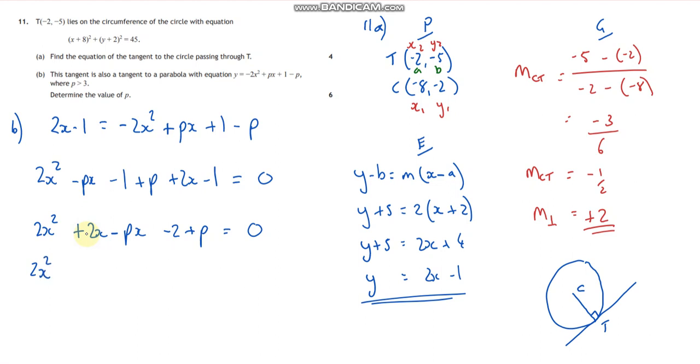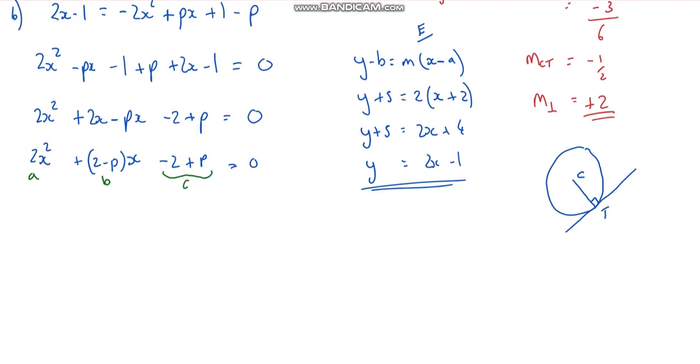I'm going to say that if I take out x as a common factor, I'm going to end up with 2 take away p. So that's going to end up as my b value. And then I've got negative 2 plus p. I can't do anything with that, so I'll have to leave it like that. That effectively becomes your c value. So I've got a, I've got b, and I've got c, which is all of this.